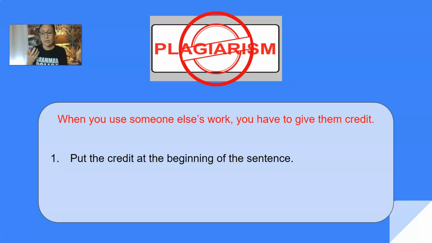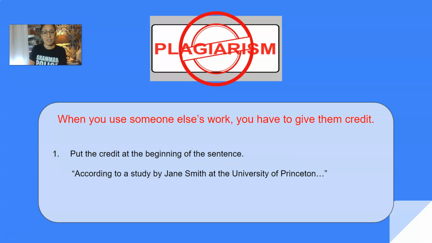So there are two traditional ways to give someone credit for their work. The first is to put the credit at the beginning of a sentence. So for example, you might start your sentence with, according to a study by Jane Smith at the University of Princeton, or according to whatever source you are about to cite or reference. You can put that at the beginning of the sentence. You still have to have a works cited at the end of the text, but this way you're letting the reader know right from the beginning that this was not your own work, but according to someone else's work, this is what you found.